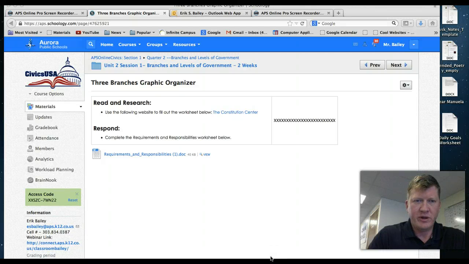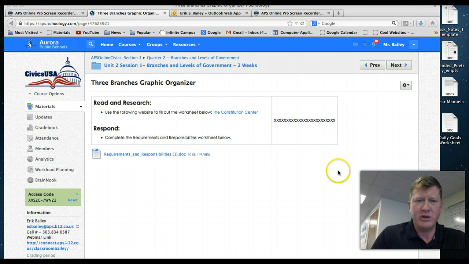Hey everyone, what we're covering here is the three branches graphic organizer, and there are a couple of resources. The first thing is the Constitution Center, which is what you're going to be using to look up the answers. It's pretty clear, but you have to understand how the Constitution is outlined in order to get the assignment done.